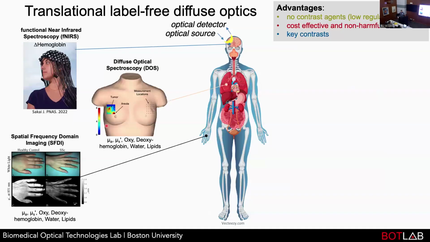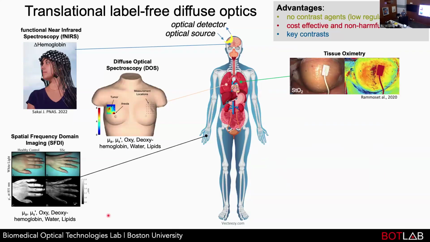Spatial frequency domain imaging, where we have a non-contact version of diffuse optics, where we can map optical properties, in this case over the hand. What you're looking at is a healthy volunteer in this column and a patient with a disease called scleroderma, where collagen builds up in the skin and actually causes a reduction in optical scattering. That's what you're seeing here. This is why this image is darker than the associated healthy tissue.